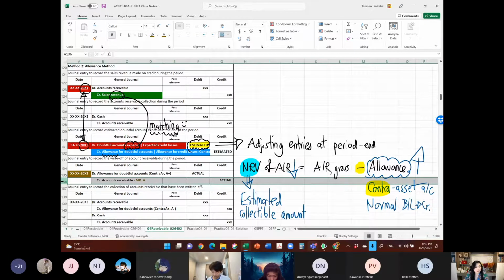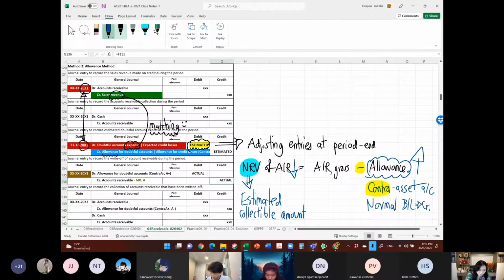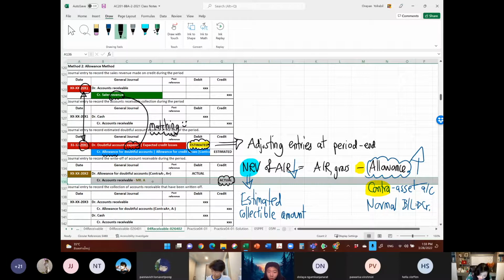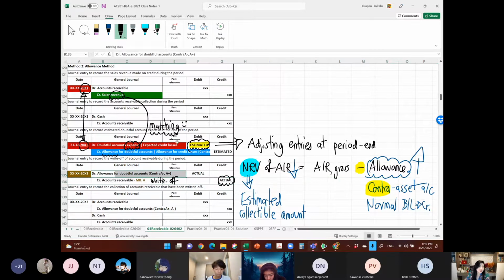Okay. So Mr. A has gone bankrupt. You know for sure that Mr. A will not be able to make the payment. And this is the actual number. Okay, so this is actual, meaning that you know exactly the amount that Mr. A owed you, and you know exactly the amount that will not be collected. Now, at the time that you write off, this is called write off, meaning delete, meaning reduce. At the time that you write off Mr. A's accounts receivable, you have to at the same time reduce the balance of the allowance.